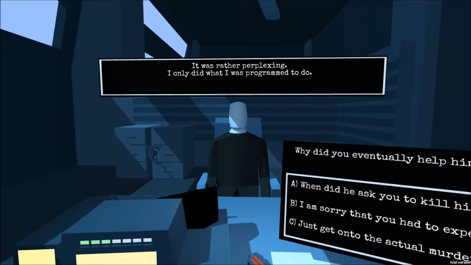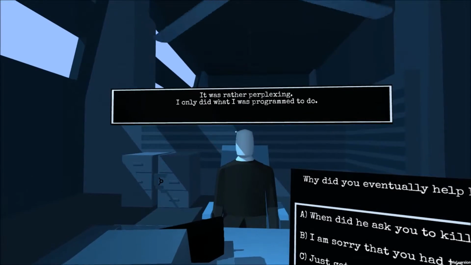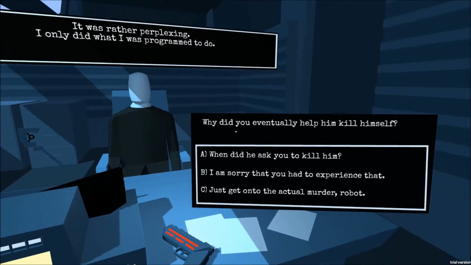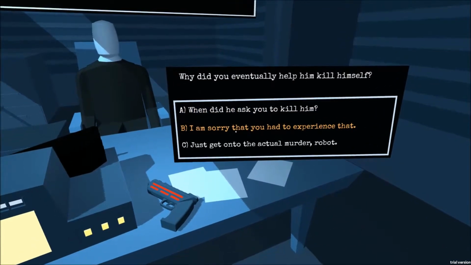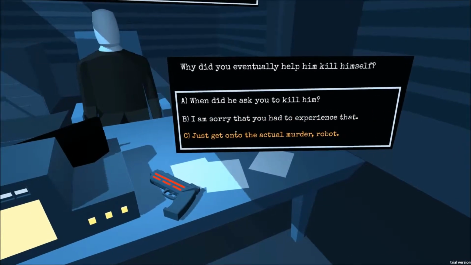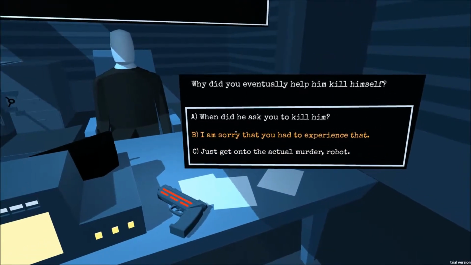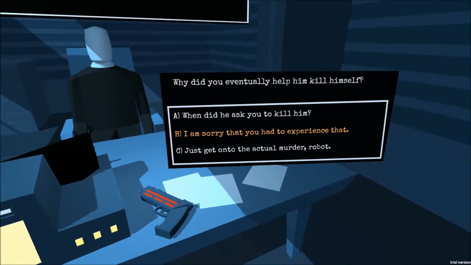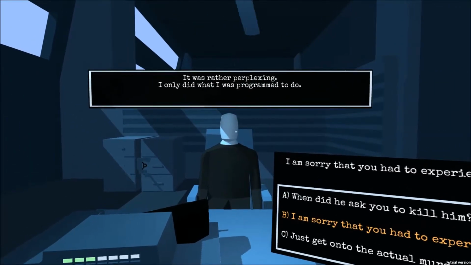So, he obeyed the first law then, by stopping him from killing himself. Okay. When did he ask you to kill him? I am sorry that you had to experience that. Just get on with the actual murder, robot. Well, that's kind of cruel, I'm not going to say that. Yeah, let's be nice to him. I'm sorry that you had to experience that.